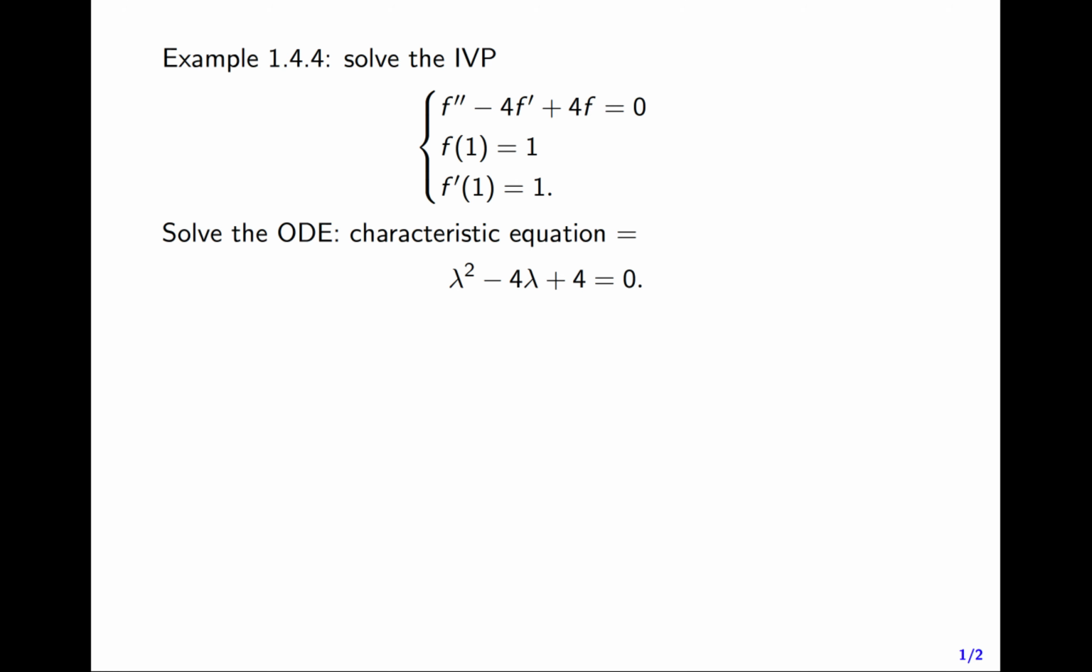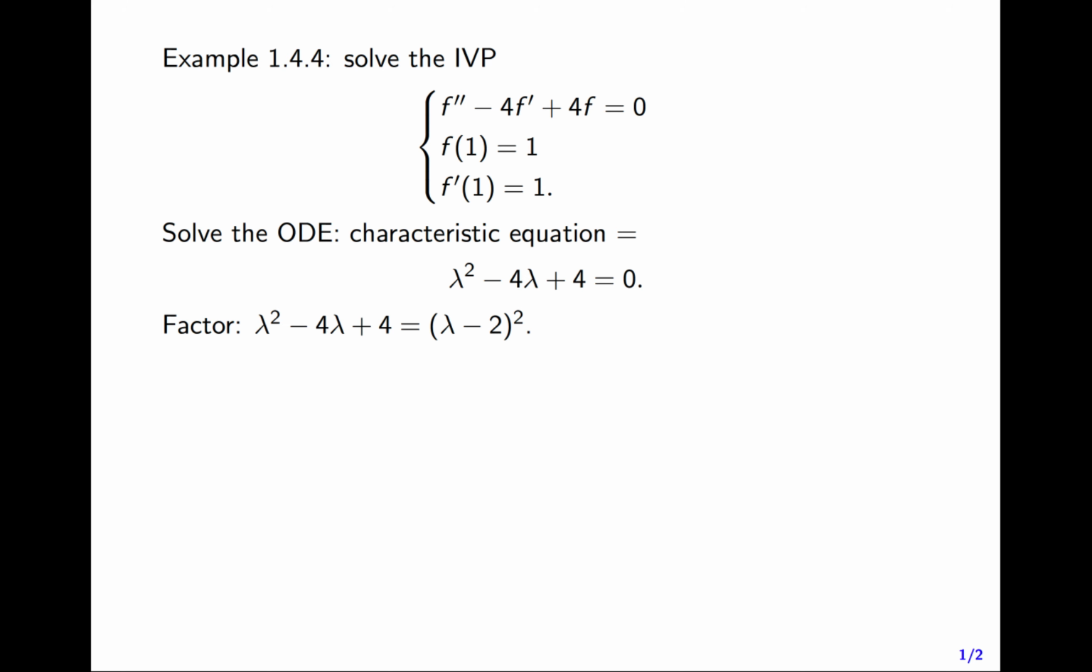So this is a constant coefficient, second-order linear homogeneous ODE. So let's solve the ODE part first by looking at the characteristic equation. The characteristic equation is lambda squared minus 4 lambda plus 4 equals 0. So let's find its roots.